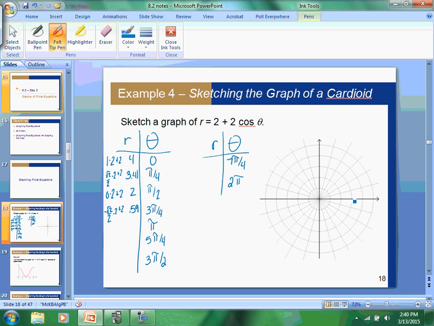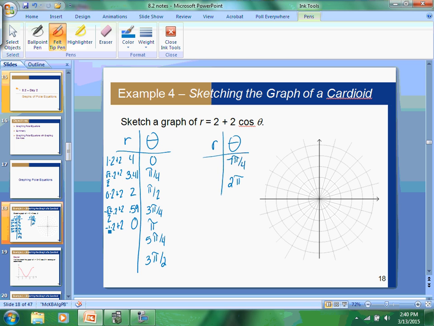Okay, pi should have the same value as 0. Oh, no, it won't. Sorry, when I substitute pi in, the cosine of pi is going to be negative 1. So it's almost like 0, we're just changing the signs. Then we multiply by 2, so that's negative 2, and then we add 2, so we get 0.